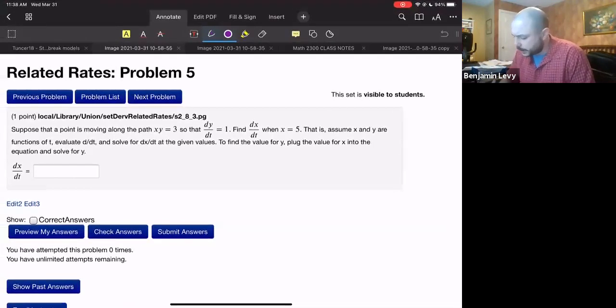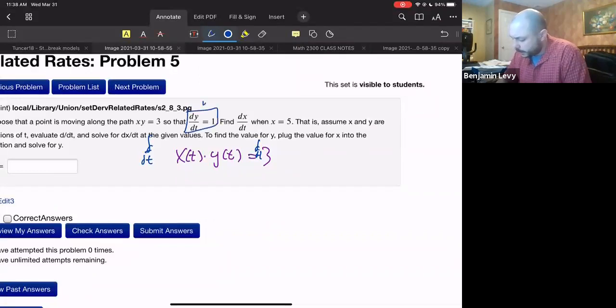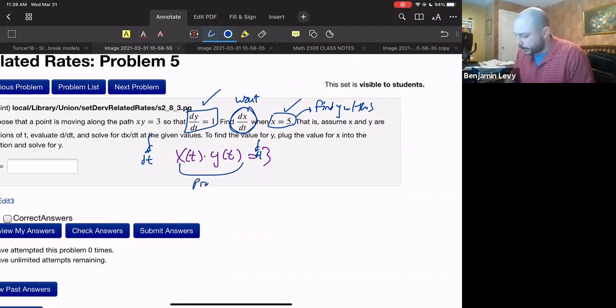So it's almost the same setup. This one shouldn't be too bad, right? We have x and y, these two things are functions of time, and xy equals 3. We're going to do d over dt of both sides. And we're given similar pieces of information. We're being told dy/dt, we're being told x, we're going to use this to find y, and then we want to find this, right? So it's going to be very similar. It's going to be another product rule. All right, let me let you run through that one for a second.